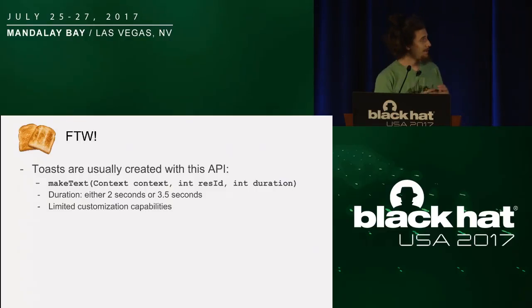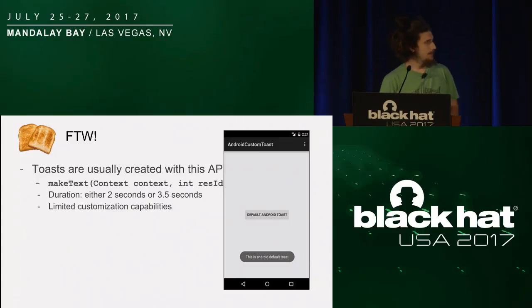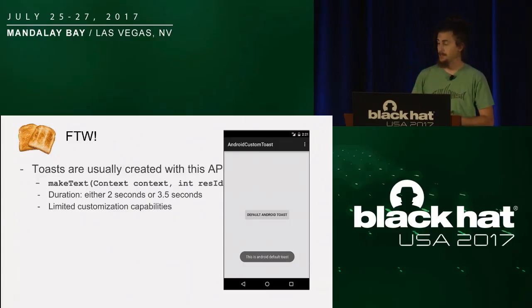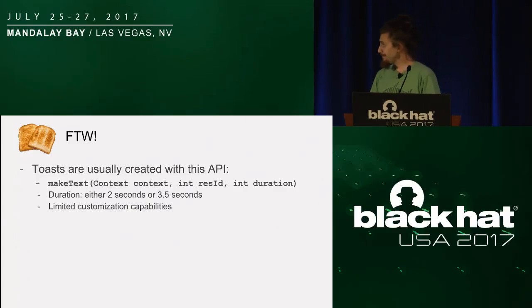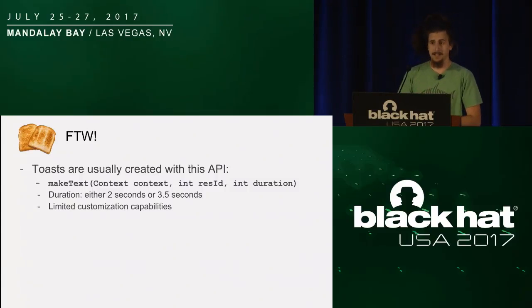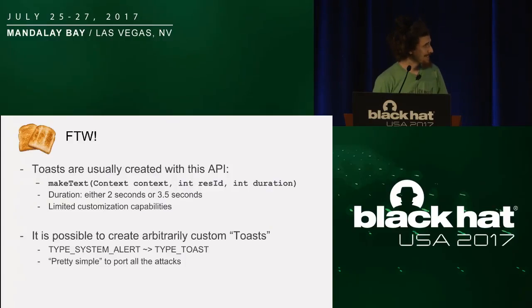Toasts are one of the features where you can create them with this makeText API. When you create them, they look like this. They're just very brief notifications. There is this API, and you can create them for a limited duration, either 2 seconds or 3.5 seconds. Now, toasts have been abused in the past, and the usual trick is that you keep creating them. And what we found is that it's actually possible to create custom toasts by using exactly the same API that you would use to create these system overlays.